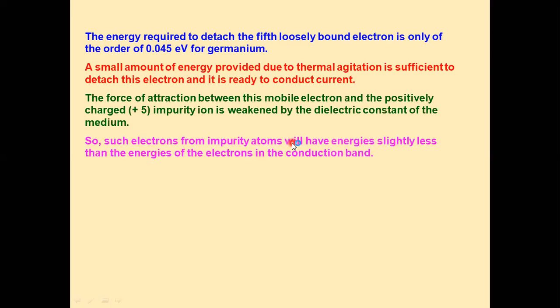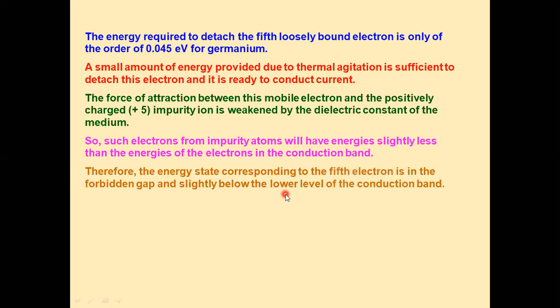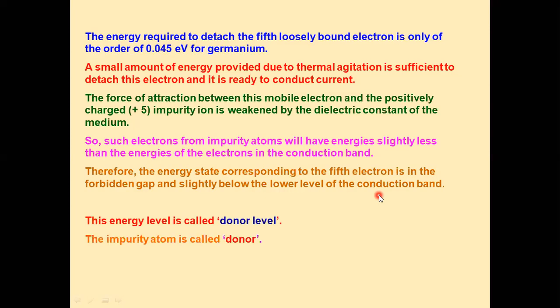Such electrons from the impurity atoms will have energies slightly less than the energy of the electrons in the conduction band. Therefore, the energy state corresponding to the fifth electron lies in the forbidden gap, slightly below the lower energy of the conduction band. So this energy is called the donor level. So the impurity atom is called a donor. So N type of semiconductor is also called donor type of semiconductor.